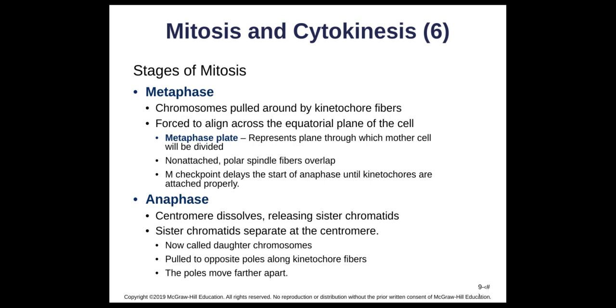That's when the centromeres dissolve. It releases the sister chromatids. So now they are separated and they are pulling away. A for anaphase, A for away. Now, what used to be called our sister chromatids are each called daughter chromosomes, and they are being pulled in opposite directions by those microtubules, or what you had called kinetochore fibers. The stringy things that are attached to the chromosomes are pulling them, and the poles are moving farther apart from one another.